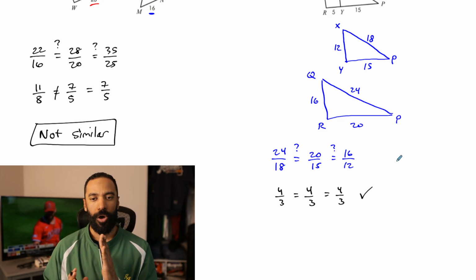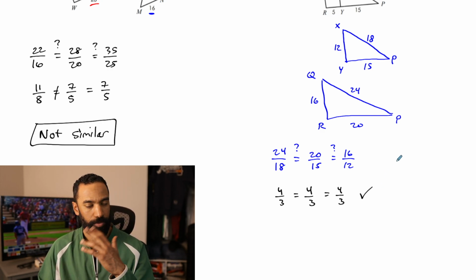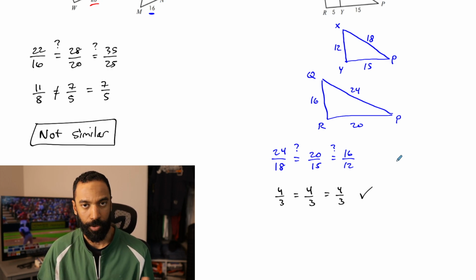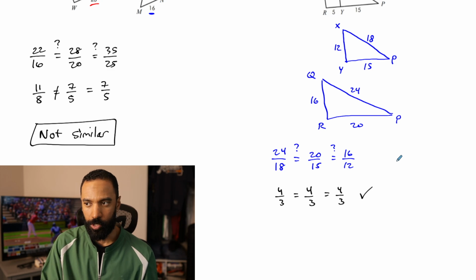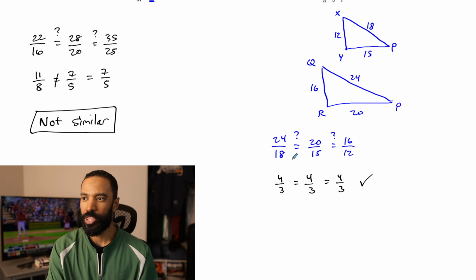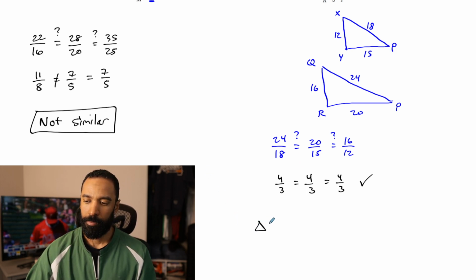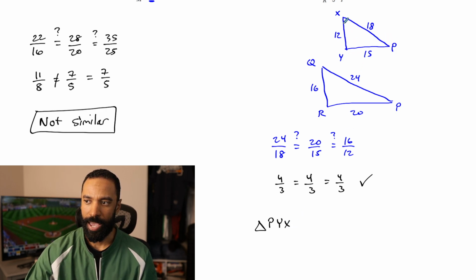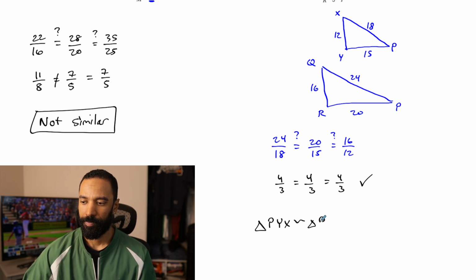So all three sets of sides, as far as what corresponds, are in proportion with one another. They share a similarity ratio of 4/3. Therefore, these two triangles are similar. I said out loud what they were, and when you get the redraw, I think it helps you even more. That triangle PYX is how I'll write that. PYX is similar to triangle PRQ.